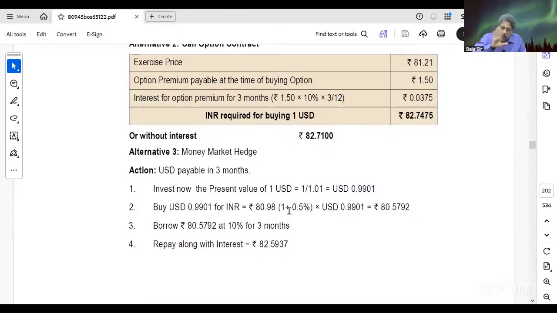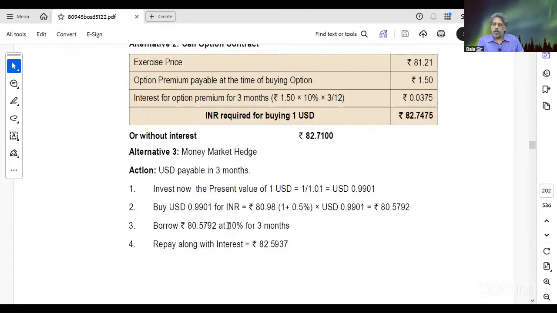Don't do this. First, tell me how much you have to spend today. What is 80.98 into what rate? Into 0.9901. That is the amount you have to spend today. How many rupees? 80.17. That is the amount you have to spend. This money will be borrowed in India and repaid in how many months? 3 months.